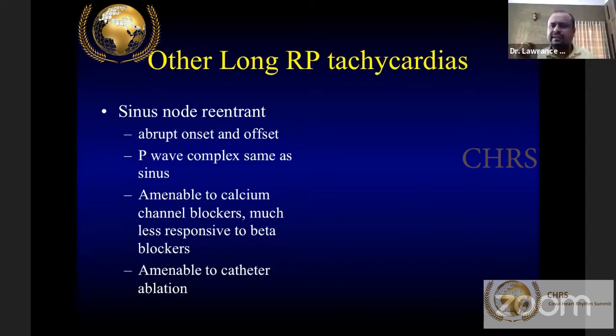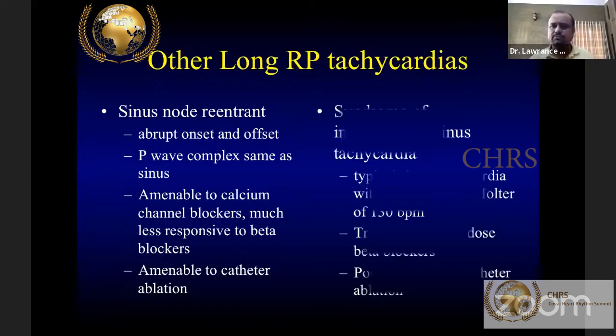So when you have a tachycardia which exactly resembles a sinus tachycardia and has an abrupt onset and abrupt offset, you are talking about a sinus nodal reentrant tachycardia. As I told you, because it comes from close to the sinus nodal area, your P wave will be the same as sinus. They are usually very amenable to calcium channel blockers and beta blockers. Sometimes we can take them for a radiofrequency ablation.